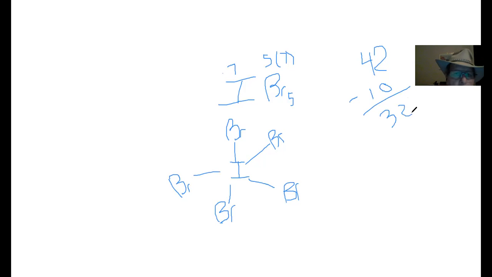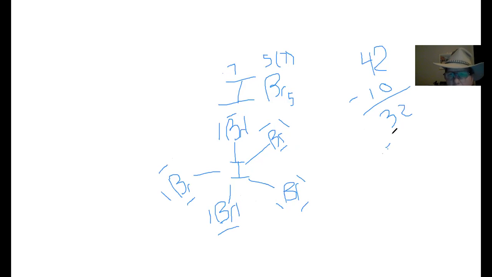What do I do with my next? How do I fill this up further? Where do the next electrons go? Around the bromine, sir. 2, 4, 6, 8, 10, 12, 14, 16, 18, 20, 22, 24, 26, 28. I'm done.